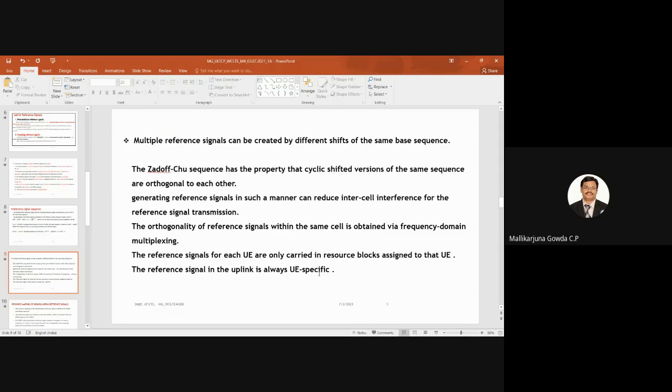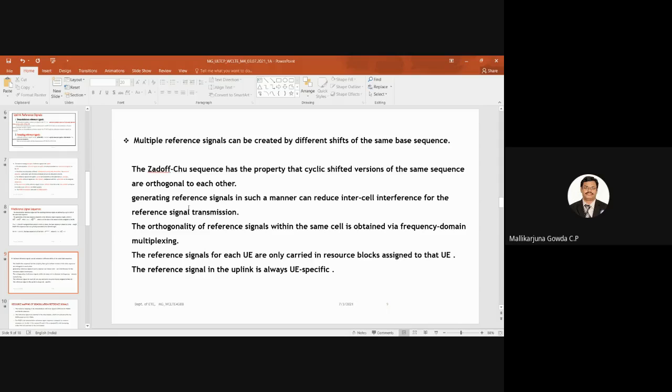So multiple reference signals can be created by different shifts of the same base sequence. Here it is told which property of the Zadoff-Chu sequence is used to do that. The Zadoff-Chu sequence has a property that the cyclic shifted versions of the same sequence are orthogonal to each other. So that property will be utilized here. Generating reference signals in such a manner can reduce the intercell interference for the reference signal transmission.